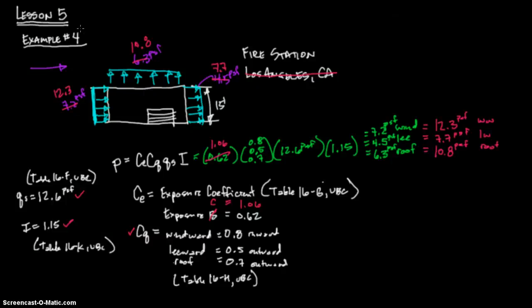Welcome to General Structures 2 and Lateral Forces, Lesson 5, Example number 4. It says, if the building in examples 2 and 3 is 50 foot by 50 feet in plan and 1 story high, what is the total wind load resisted by the roof diaphragm?